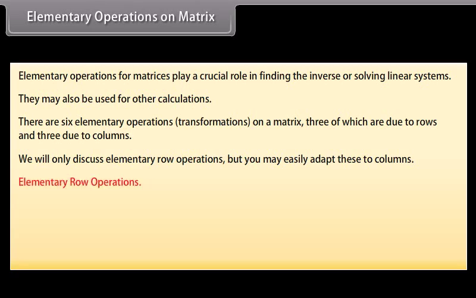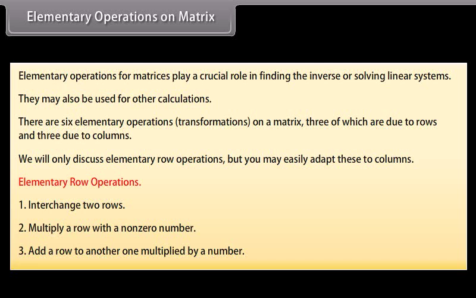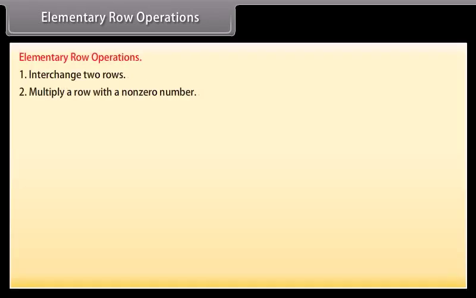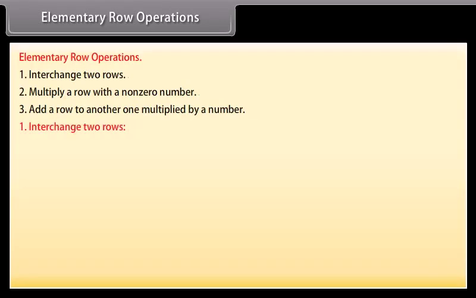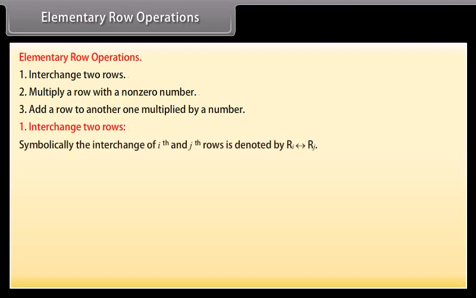Elementary row operations. Interchange two rows, multiply a row with a non-zero number, add a row to another one multiplied by a number. Elementary row operations. Let us go through them one by one. Interchange two rows. Symbolically, the interchange of ith and jth rows is denoted as given below.